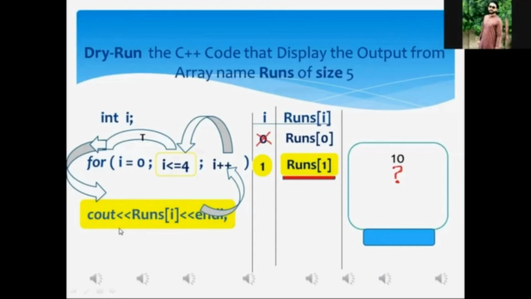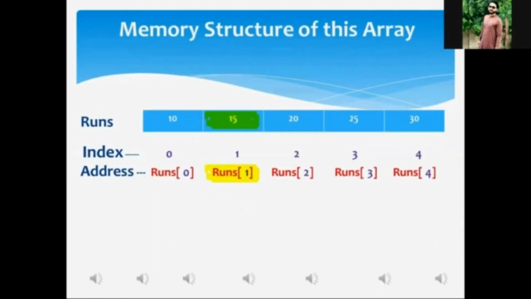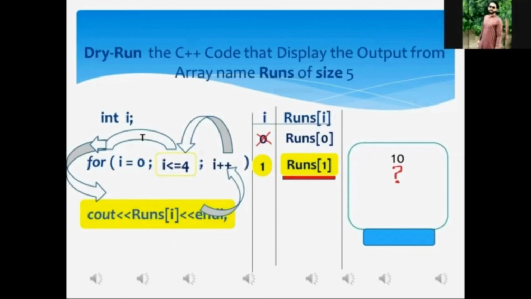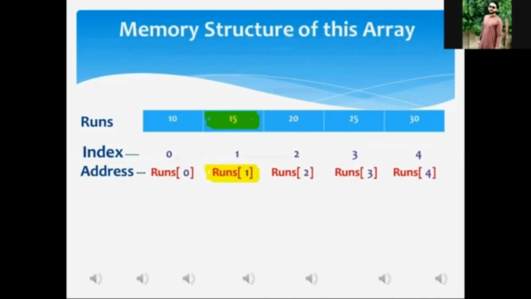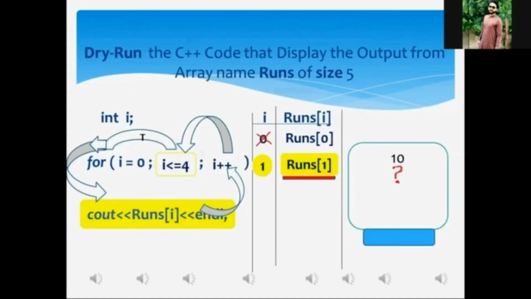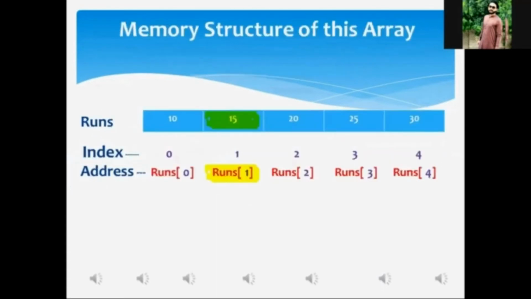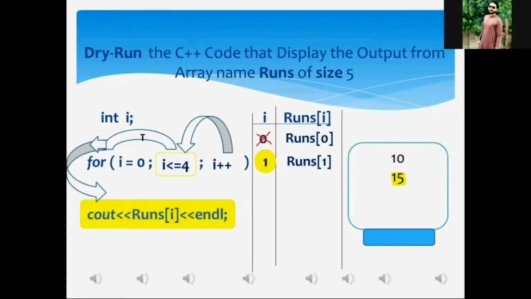And what has been stored in the second memory location of the array? To fetch the data value from the second memory location of the array named runs, I'm taking you to the memory structure of the array. Mr. Aftab, what has been stored in the second memory location of the array? 15. It means 15 must be displayed onto the monitor screen. Yes, sir. Okay, count 1, 2, 3. Now you can watch the monitor screen. 15 has been displayed.